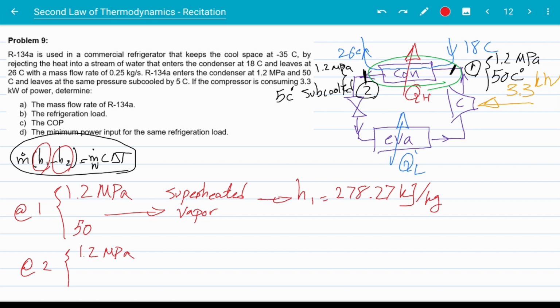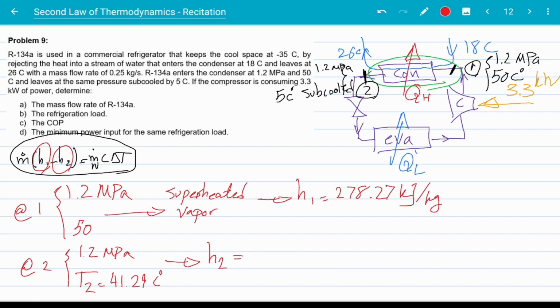Now, state 2, again, the pressure is 1.2 megapascals. Now we're 5 degrees subcooled. So the temperature at state 2 is the saturation temperature at 1.2 megapascals of pressure minus 5. That is 41.29 degrees Celsius if we check from the table. Now for a subcooled liquid, we can estimate the enthalpy using this equation.